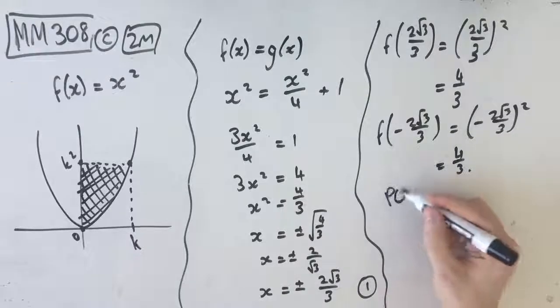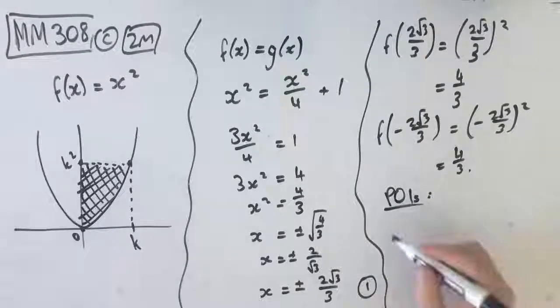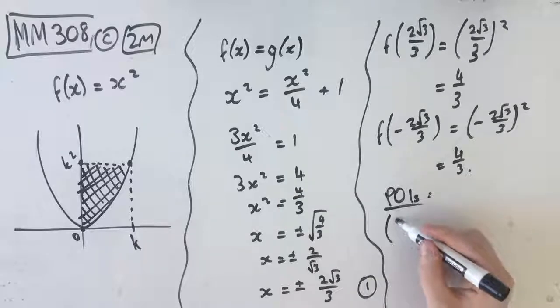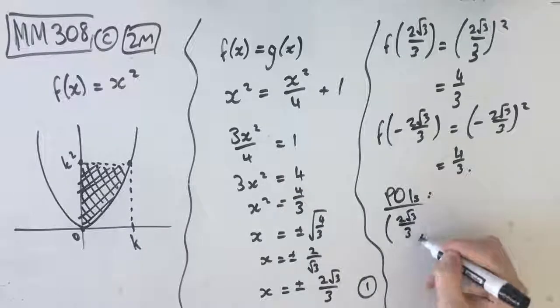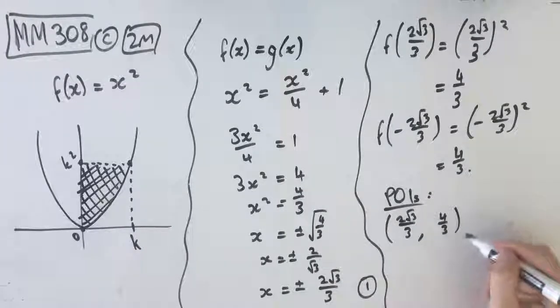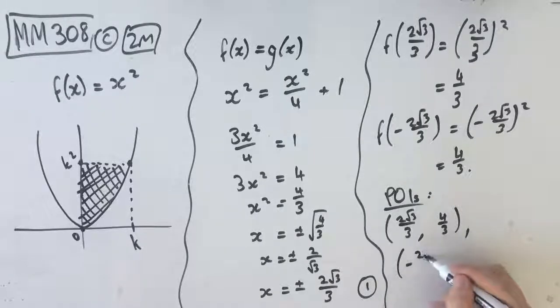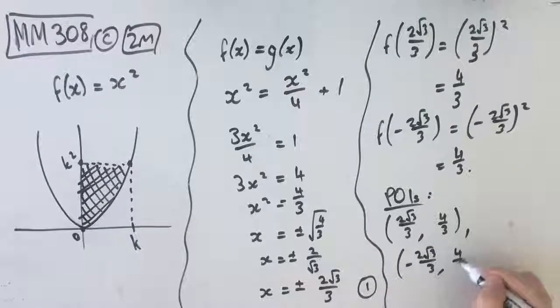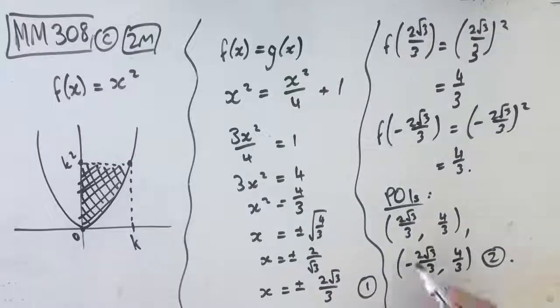So therefore, our points of intersection are going to be 2 root 3 on 3 and 4 on 3, and then negative 2 root 3 on 3, 4 on 3. That's our second and final mark. So guys, that's our final answer for this part C. If you have any questions, as always, let me know, but let's move on to part D.